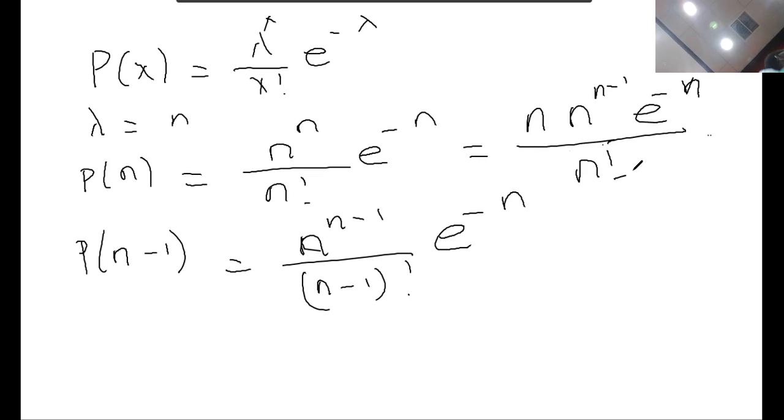And we say that this one is n times n raised to power n minus 1, e to the minus n power, n factorial. You are trying to do it in a very general way, which is why it's applicable.